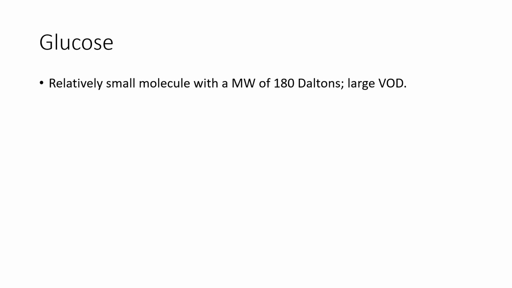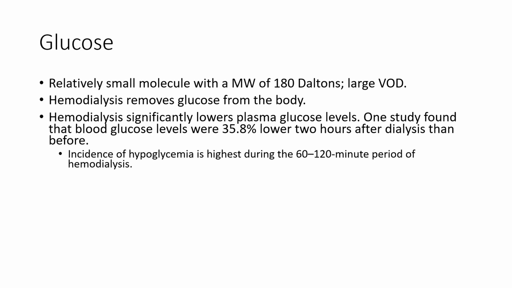Is glucose removed with dialysis? This is clinically relevant because sometimes a dialysis patient will come in with a glucose of 600, or sometimes you'll have a patient who has frequent hypoglycemic episodes and you want to know, is dialysis contributing to this? Well, it turns out that glucose is a relatively small molecule, has a molecular weight of 180 daltons, although it does have a fairly large volume of distribution, but still it is removed from the plasma during dialysis.